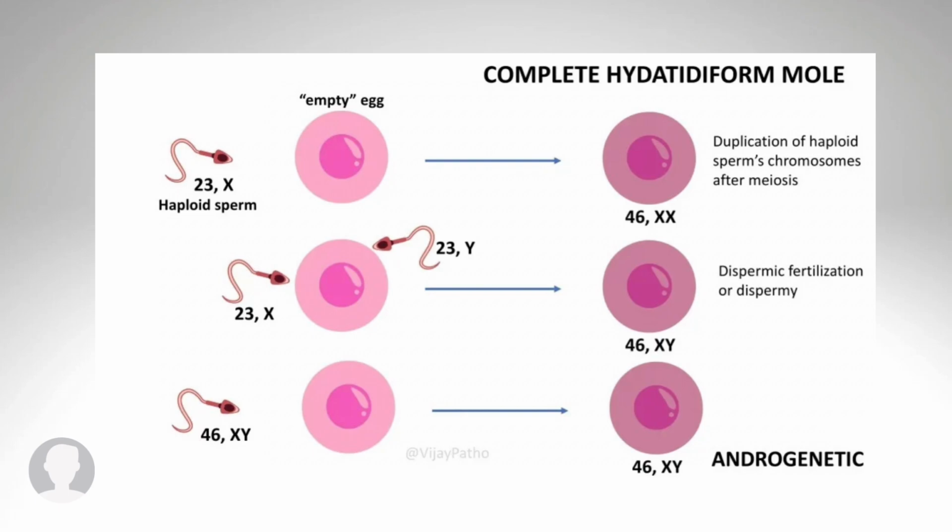In another scenario, when two haploid sperms, 23X and 23Y, fertilize an empty ovum, then there is formation of 46XY hydatidiform mole, which is complete, and this is called dispermic fertilization or dispermy. And in another scenario, when a 46XY sperm fertilizes an empty ovum, then there is formation of 46XY complete hydatidiform mole. In this, all the chromosomes are paternally derived. You should always remember this, and that's why this process is also known as androgenetic.